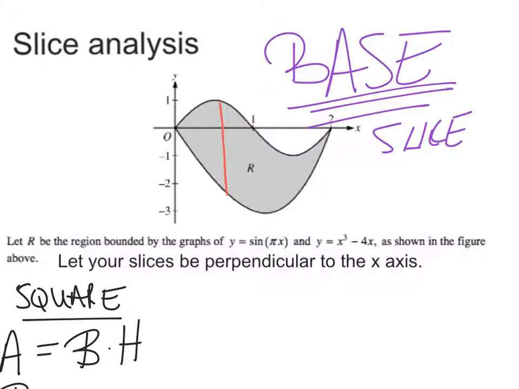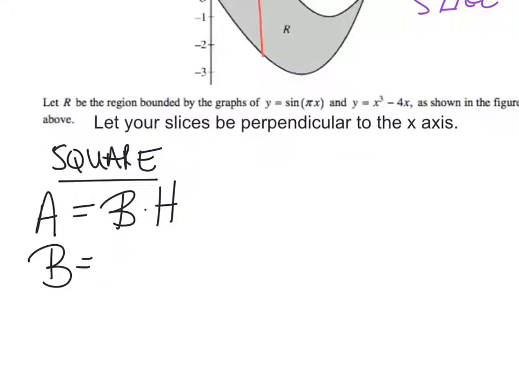So now all you have to do is decipher who sine is. Does sine start up or does sine start down? Hopefully you know the sine curve starts up, so this one is the sine graph and this is the x cubed graph. So my upper minus lower is going to be my sine function minus my x cubed, and that represents my base. So I'm going to say it's the sine of pi x minus x cubed minus 4x.